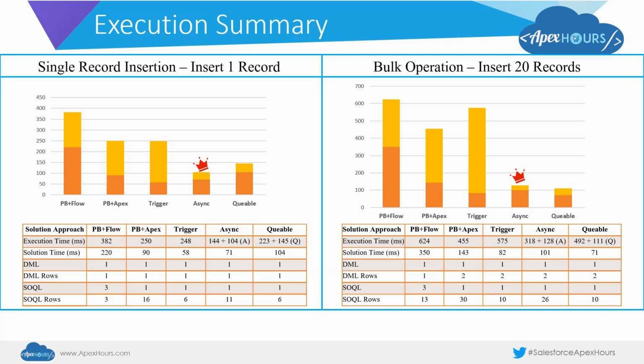A queueable Apex is also fine, but I think a queueable Apex has got transaction limit also. That is, in a single transaction, you can have a maximum of 50 queueable Apex or future method calls only.